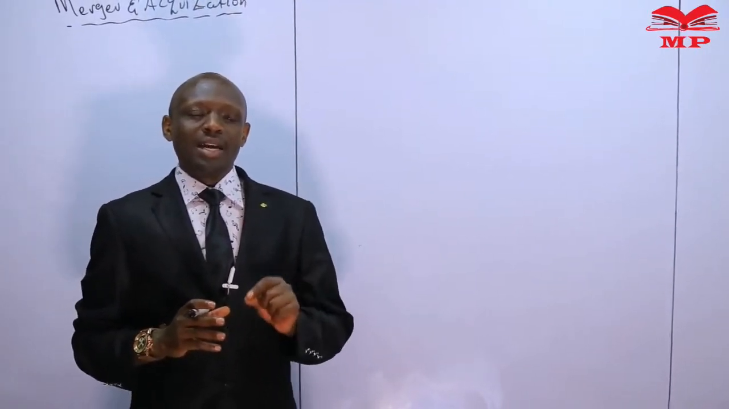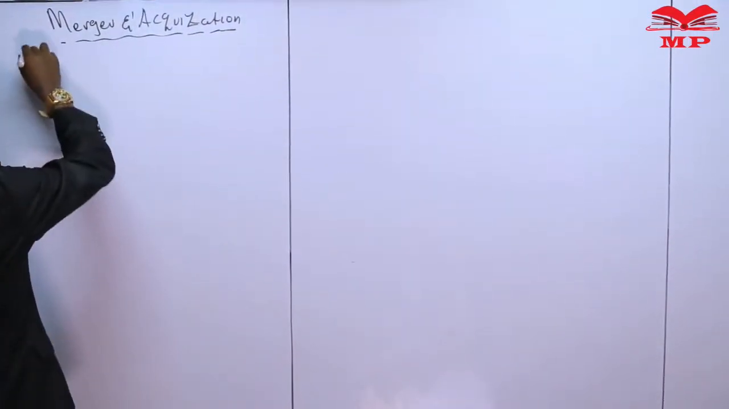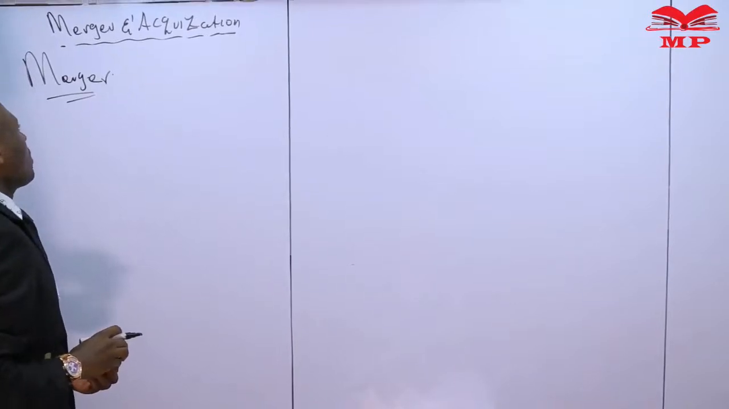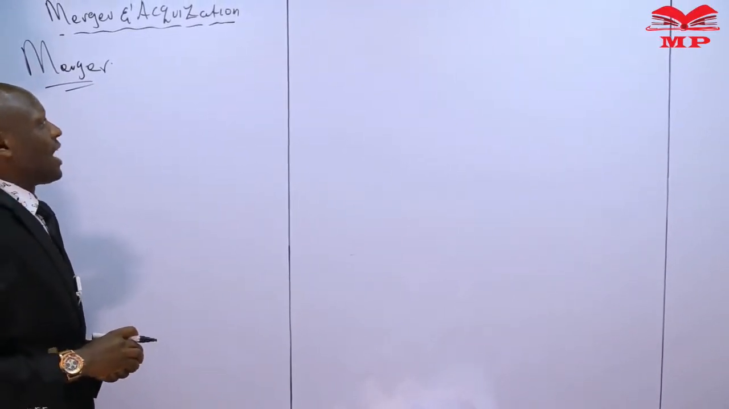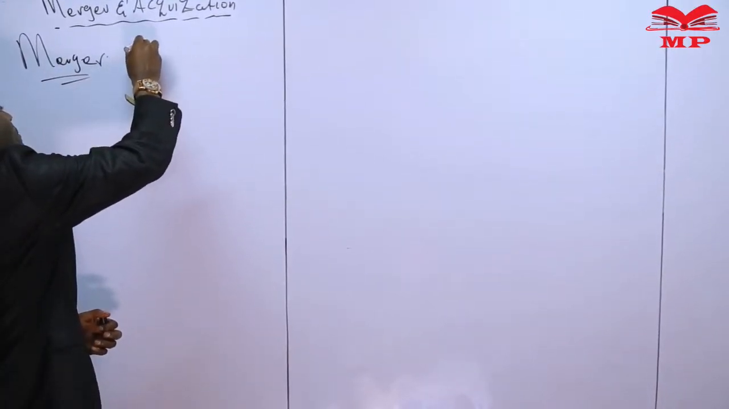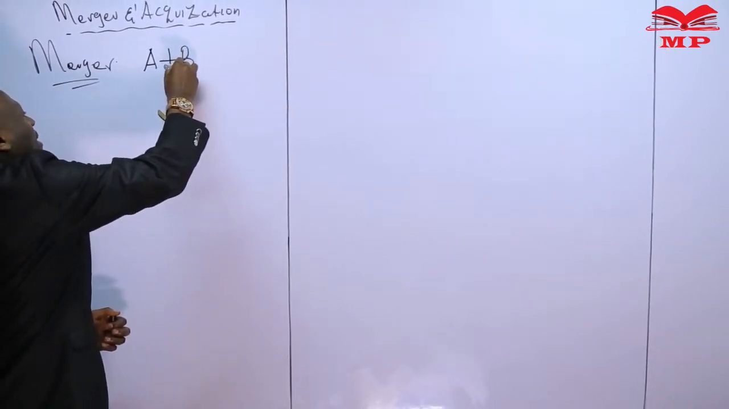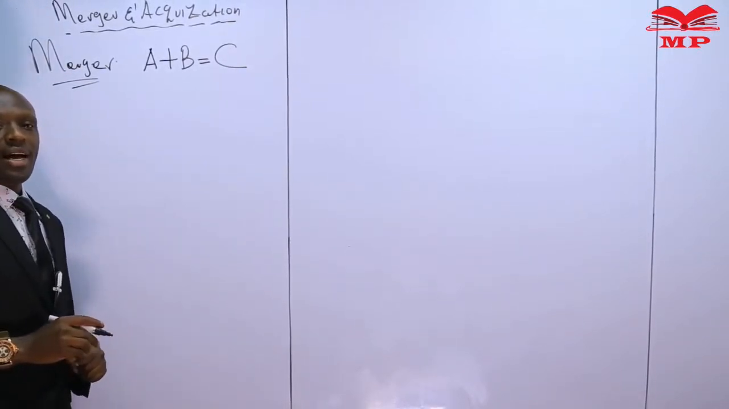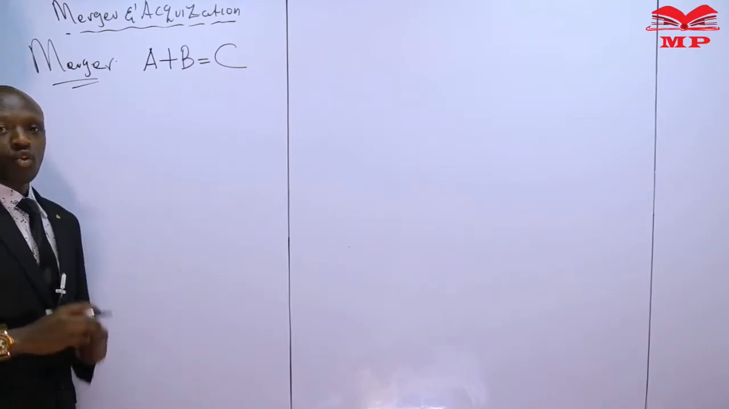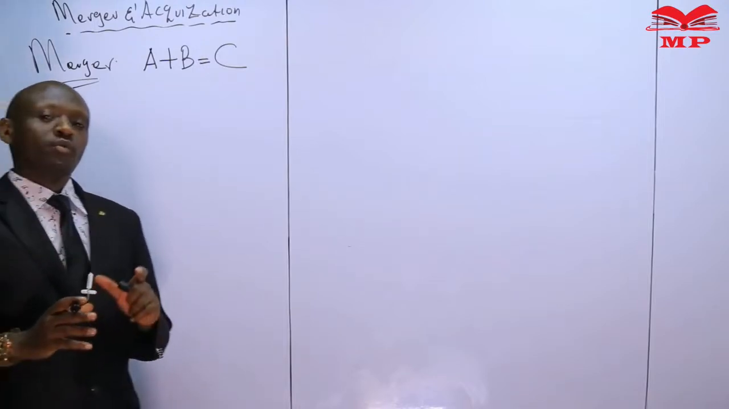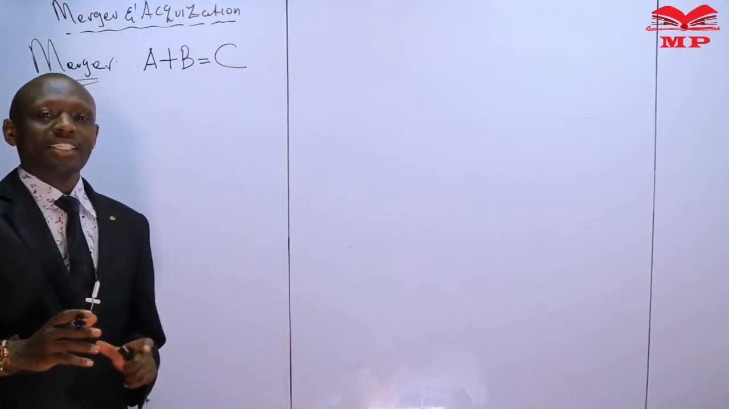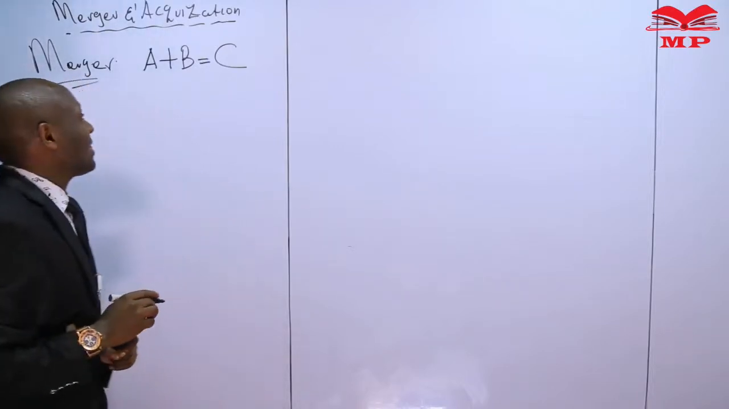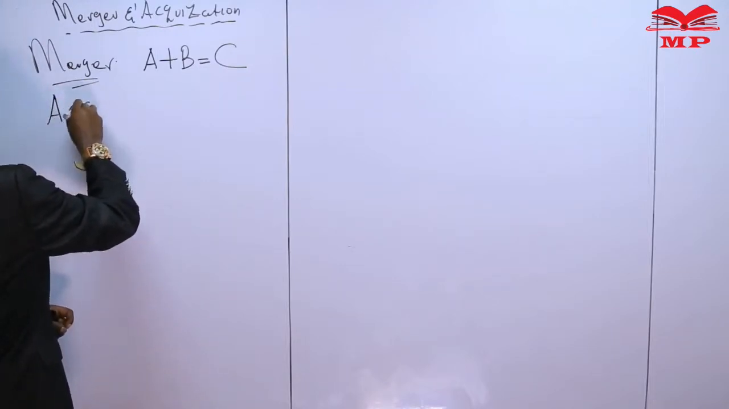To begin with, we understand what merger is. The merger, this is a combination of two or more firms where the identity of each firm disappears after the merger. Simply, in a merger, if you have a company A, you combine it with another company B, you get a company C. The identity of the two firms that are being combined together disappears after the merger. So simply, merger is a combination of two or more firms, after which the identity of the two firms that are merging disappears and a completely new firm is formed. That is merger. The next one, we talk of acquisition.